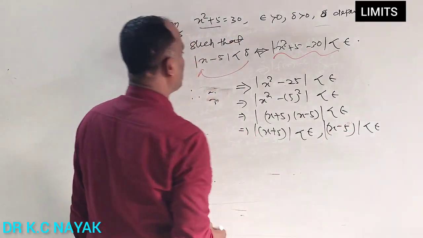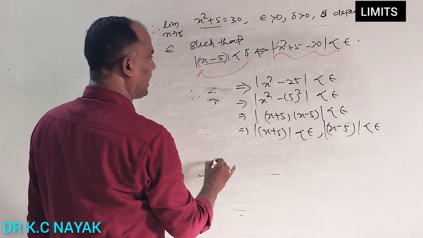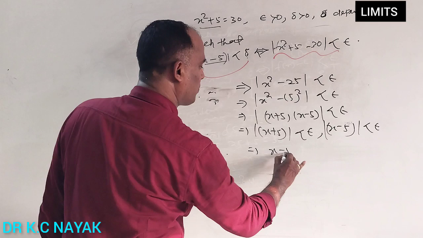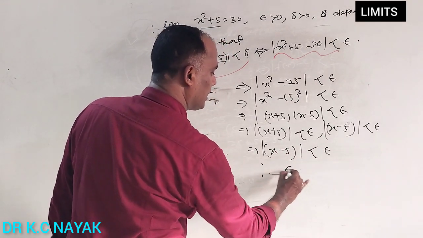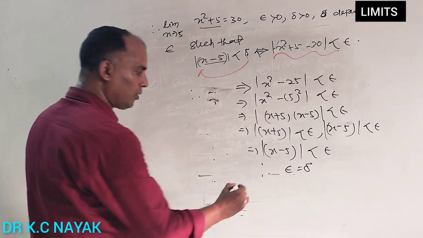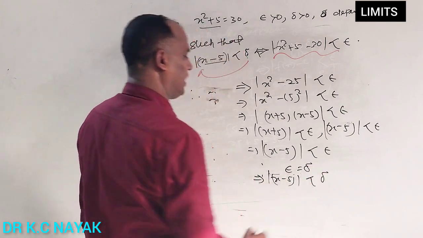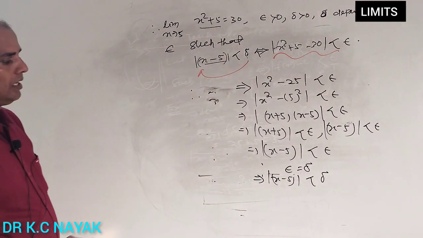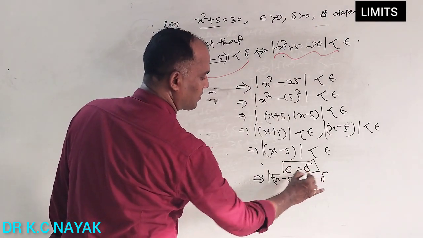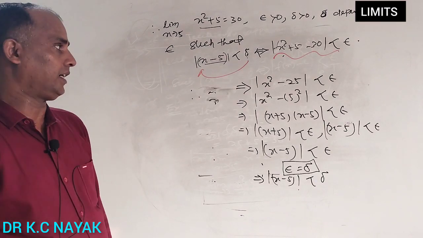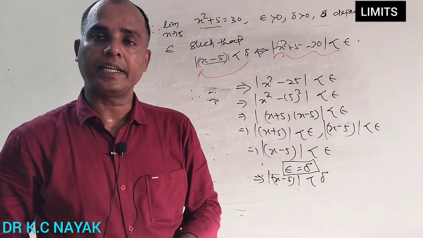But what is my requirement? My requirement is modulus of x minus 5 less than delta. We take here modulus of x minus 5 less than epsilon. Here we may choose epsilon equal to delta. That's why we put modulus of x minus 5 less than delta. Okay, we take this part and prove this part. Here, what is the relation between epsilon and delta? Epsilon is equal to delta. This is the way of defining the epsilon delta technique of a limit.